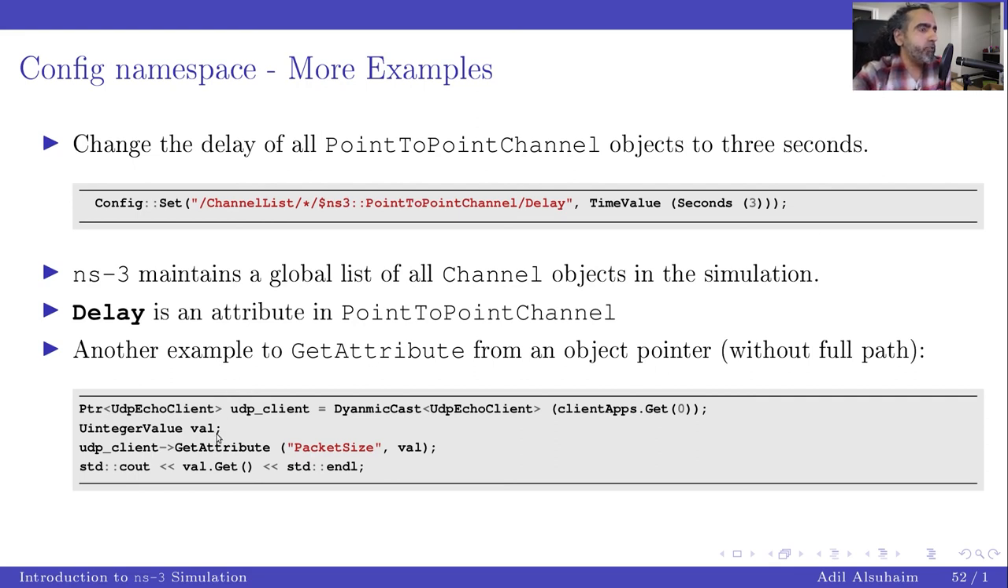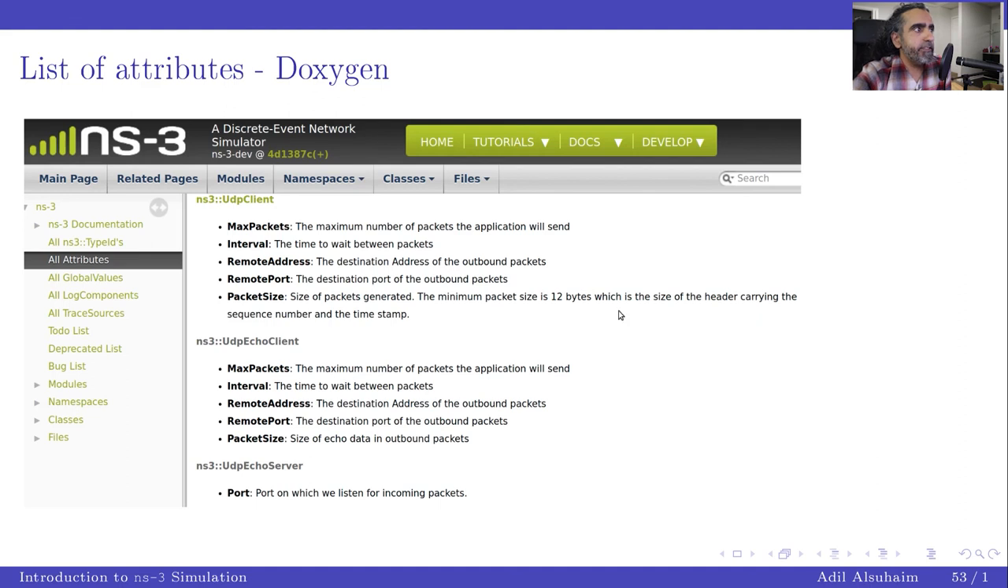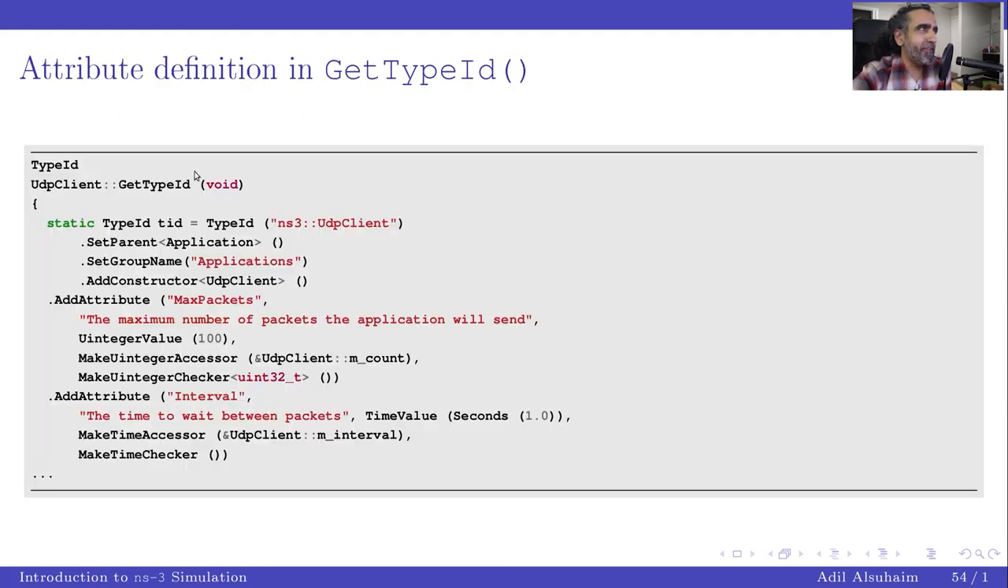Another way we can actually use an object pointer. So let's say I have UdpEchoClient dynamic cast, and then I can use GetAttribute. So this is passed by value, and then I can get the packet size like that. So I did not need the whole path because packet size is an attribute of UdpEchoClient. This is just the docs again. You can see that UdpEchoClient has these attributes and so on. And this is how they're defined in the GetTypeId. You don't need to understand this, but just in case you want to look at the code, this is how it looks like and how it's defined.